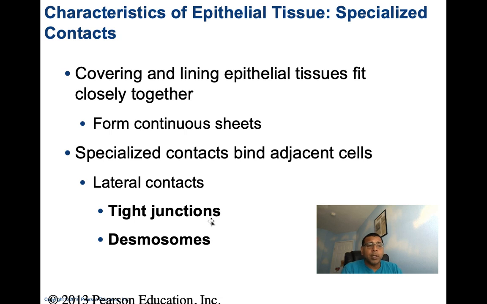We'll go through as the semester progresses, and we'll actually see pictures of each of these as well. And then you have other lateral contacts known as desmosomes. And then in certain cells, we're going to see in between these contacts basically gap junctions, like in relation to cardiac muscle cells.